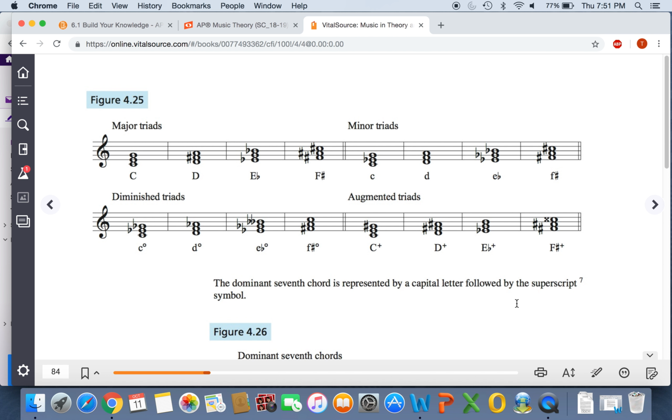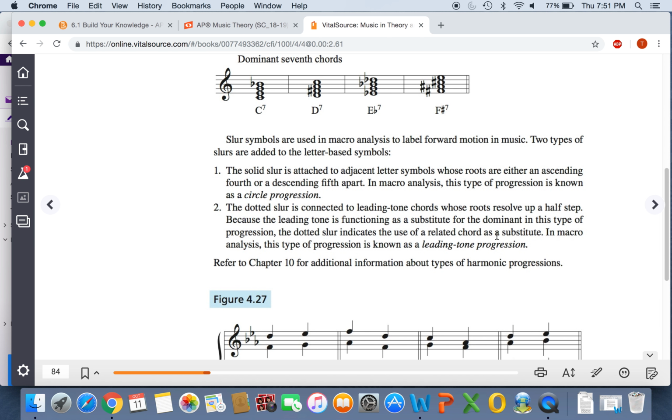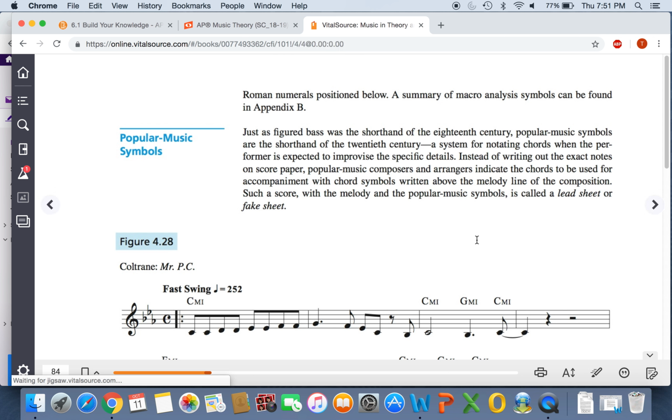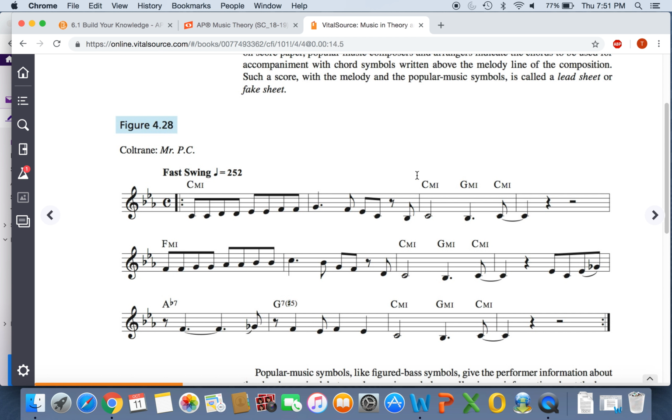And then there's examples of all that, and please look at them all. Get to know them, love them. We won't use them a lot, as it says in our lesson, but you're going to. There is a lesson on them, or there is an assignment on them. Popular music symbols, like that. That's the fake book, that sheet music that you buy.